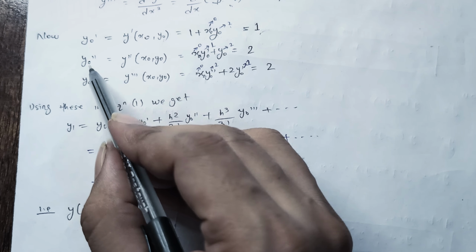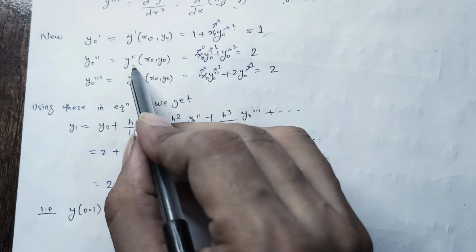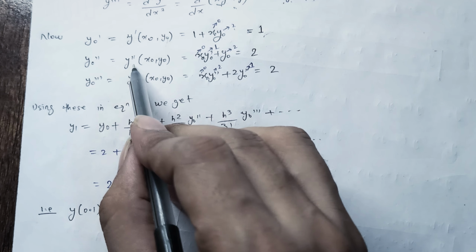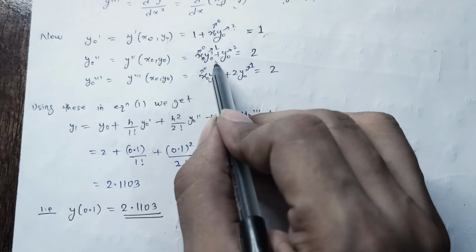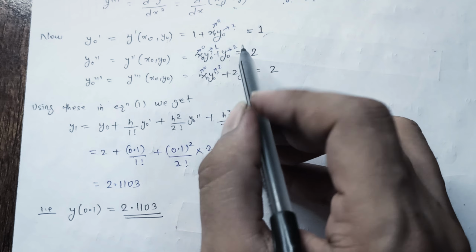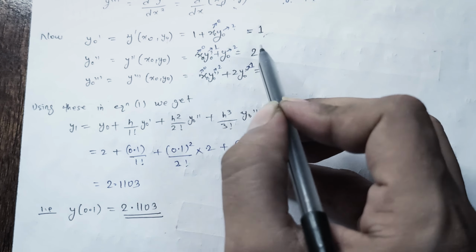The next one is y0''. So y'' = xy' + y, applying x0 and y0: x0y0' + y0. So y0 is already 2 here, and the first term will be 0. So the answer will be 2.